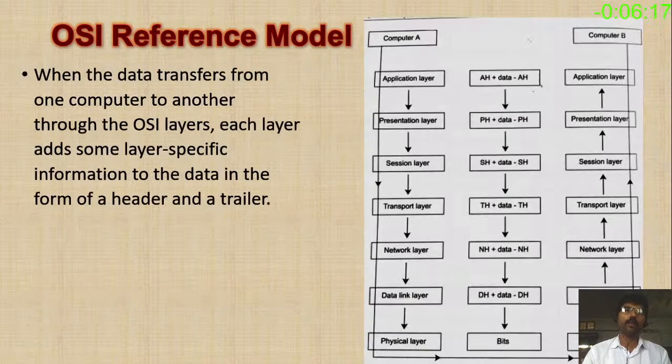This OSI reference model works on a layered system. Layered system means networking is a difficult job, a very big task. The task is divided into smaller parts, and those smaller parts are completed by each layer.